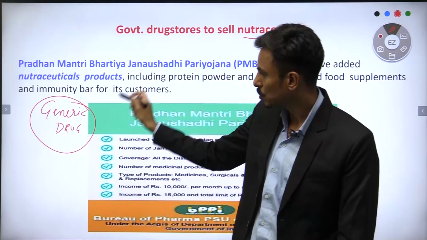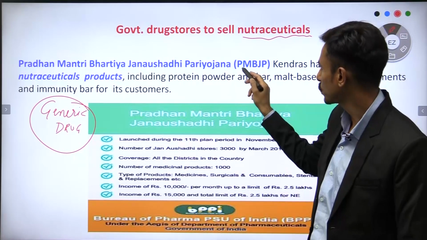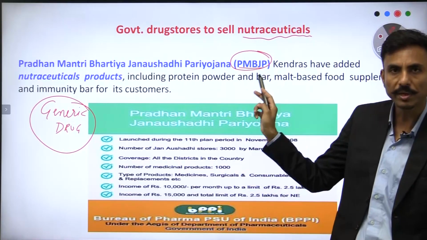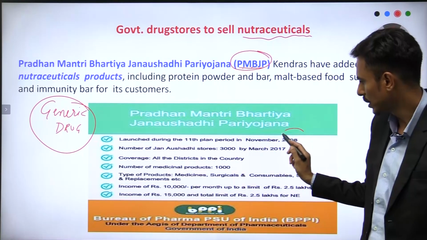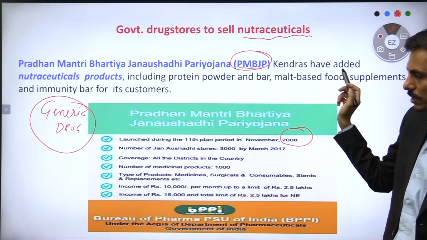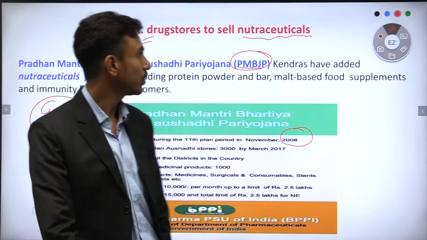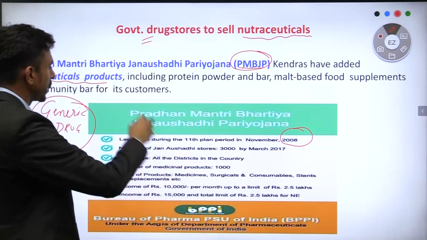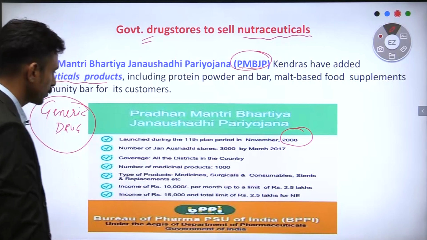So the government drug stores were selling generic drugs under the scheme called PMBJP. PMBJP is Pradhan Mantri Bharatiya Jan Aushadhi Pariyojana. I repeat, it is Pradhan Mantri Bharatiya Jan Aushadhi Pariyojana, and it was launched in the year 2008, right? So we have PMBJP kendras across the country, and recently the government has decided to sell nutraceutical products also along with the generic drugs, right?